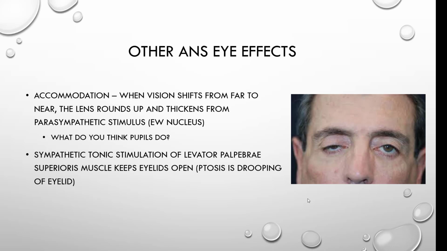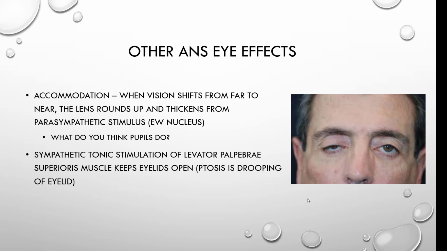By rounding up the lens, it allows us to focus on things that are closer, and also by constricting the pupil, right? Because if the Edinger-Westphal nucleus is involved, and it's a parasympathetic response, it has to be pupillary constriction. So the reflex that we call accommodation of the eye is under parasympathetic control.